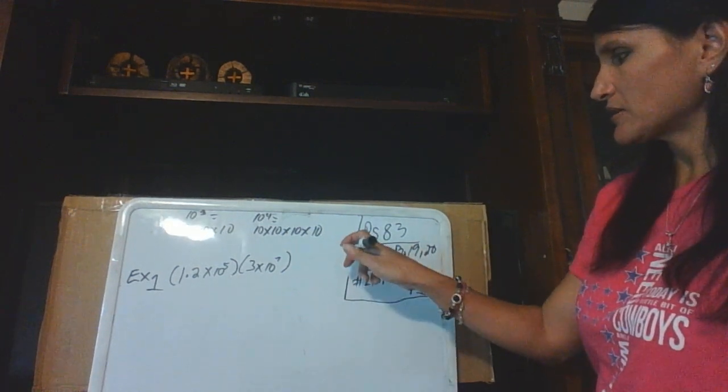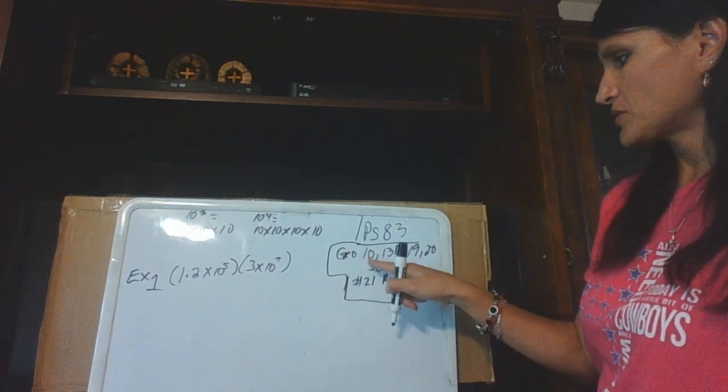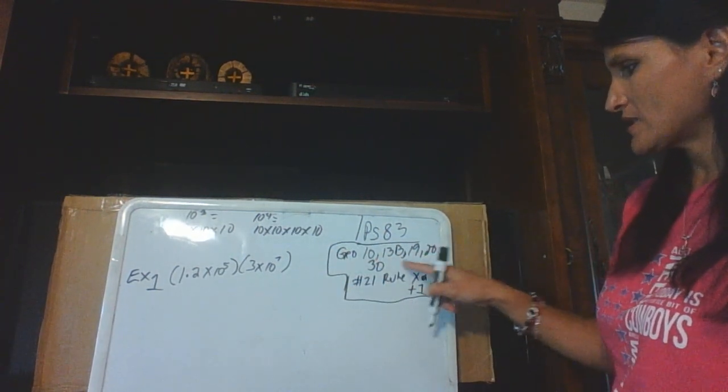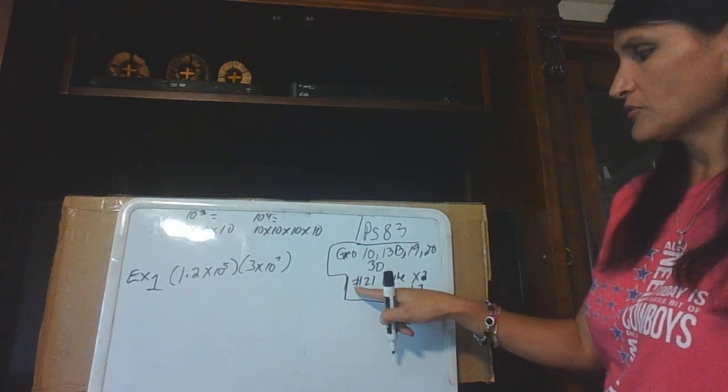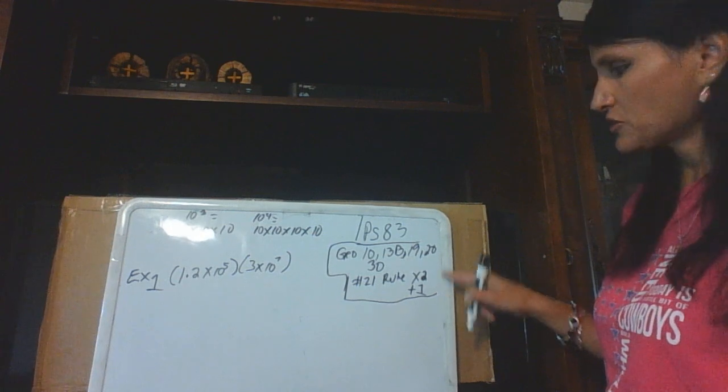Alright, so on the board I have PS 83 with the geometry as 10, 13B, 19, 20, and 30. Let me write the word geo here so you know what this refers to. Okay, so geo, 10, 13B, 19, 20, and 30. Number 21, the rule for that is multiply by 2 and add 1. So that should get you guys started.